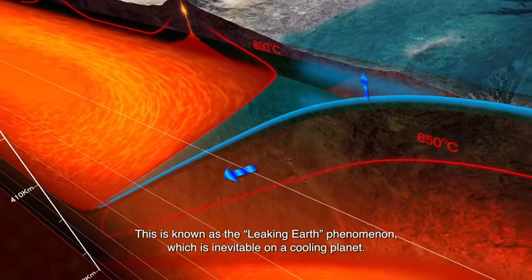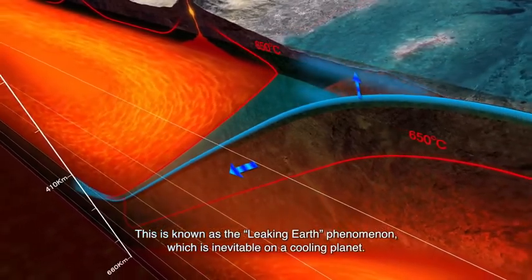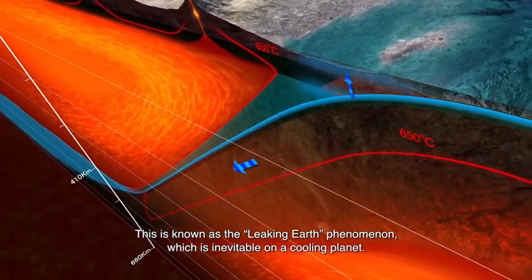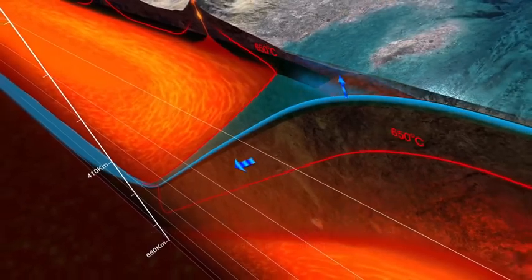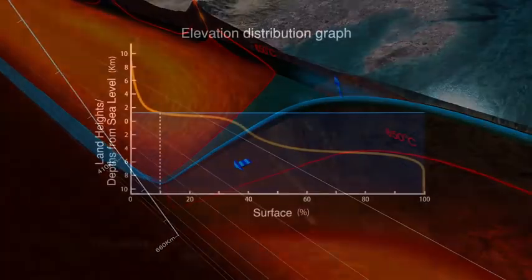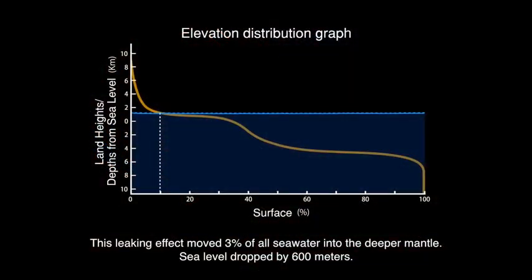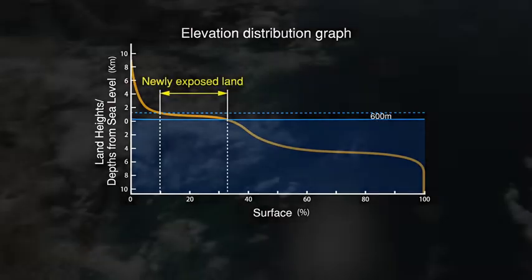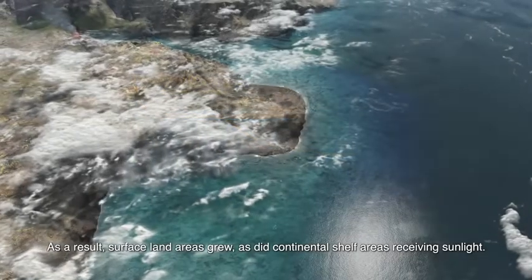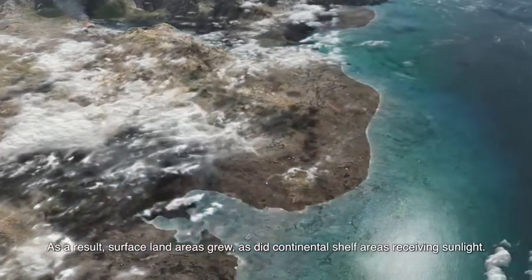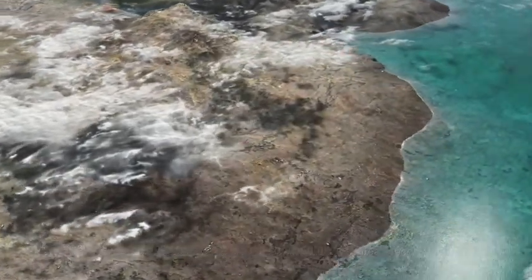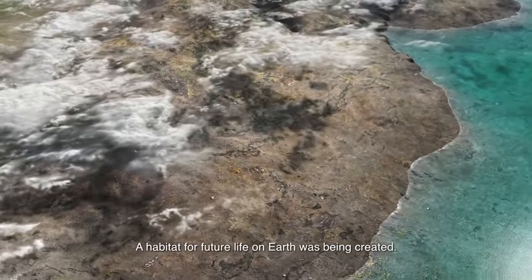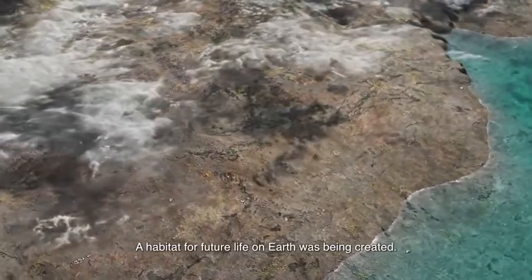This is known as the leaking Earth phenomenon, which is inevitable on a cooling planet. This leaking effect moved 3% of all seawater into the deeper mantle. Sea level dropped by 600 meters. As a result, surface land areas grew, as did continental shelf areas receiving sunlight. A habitat for future life on Earth was being created.